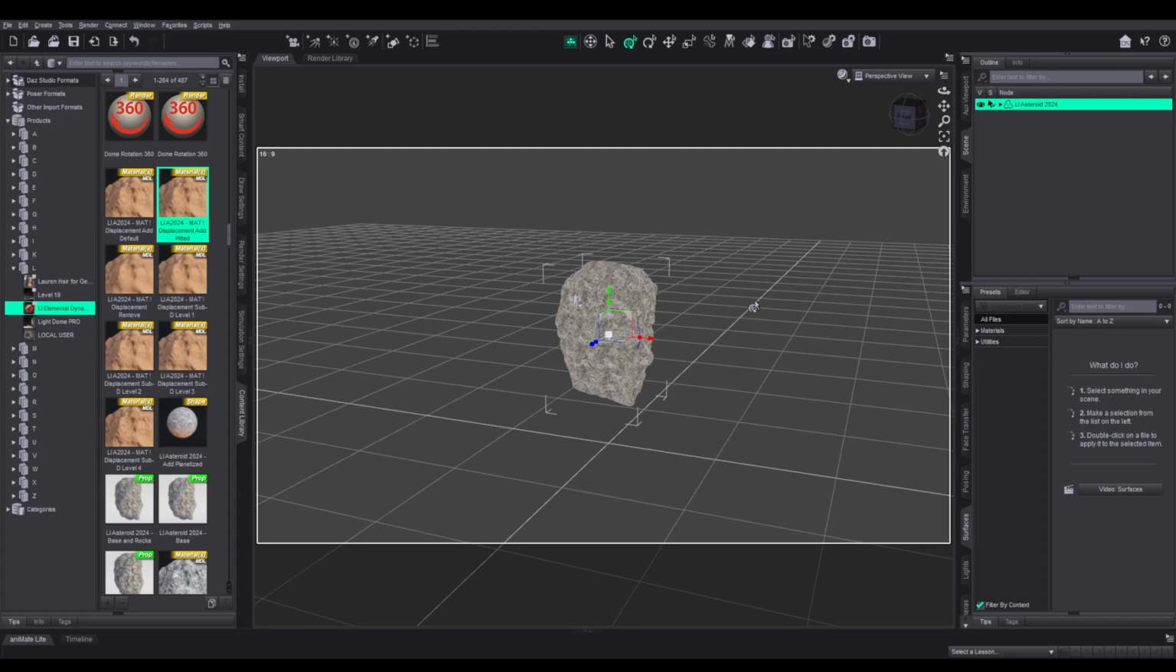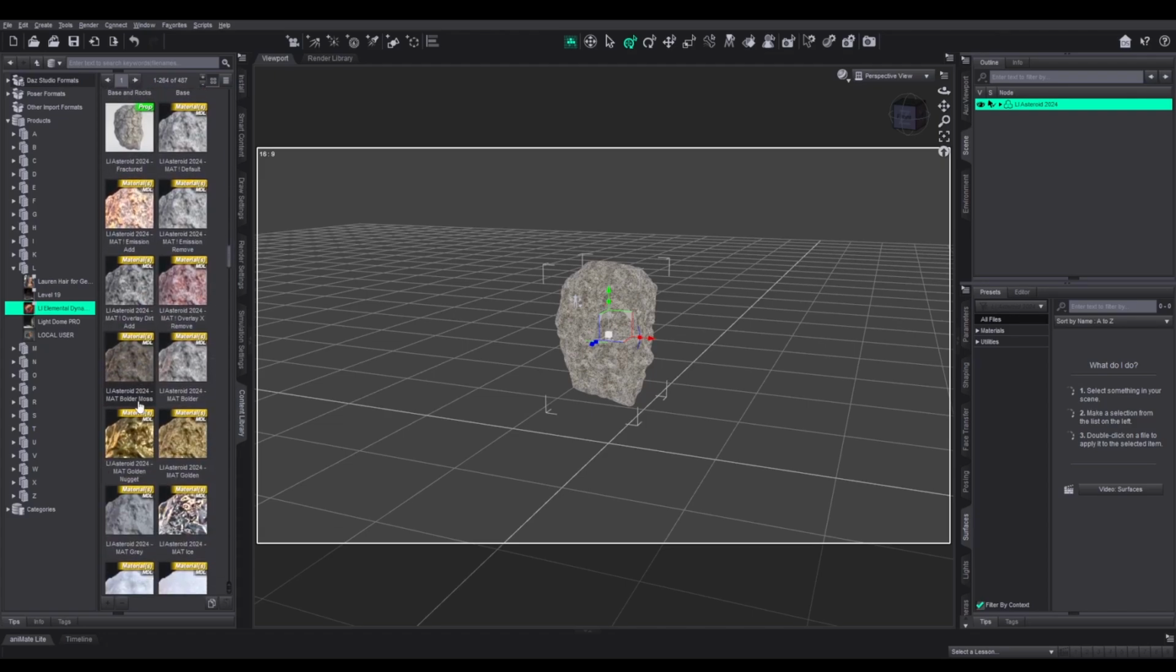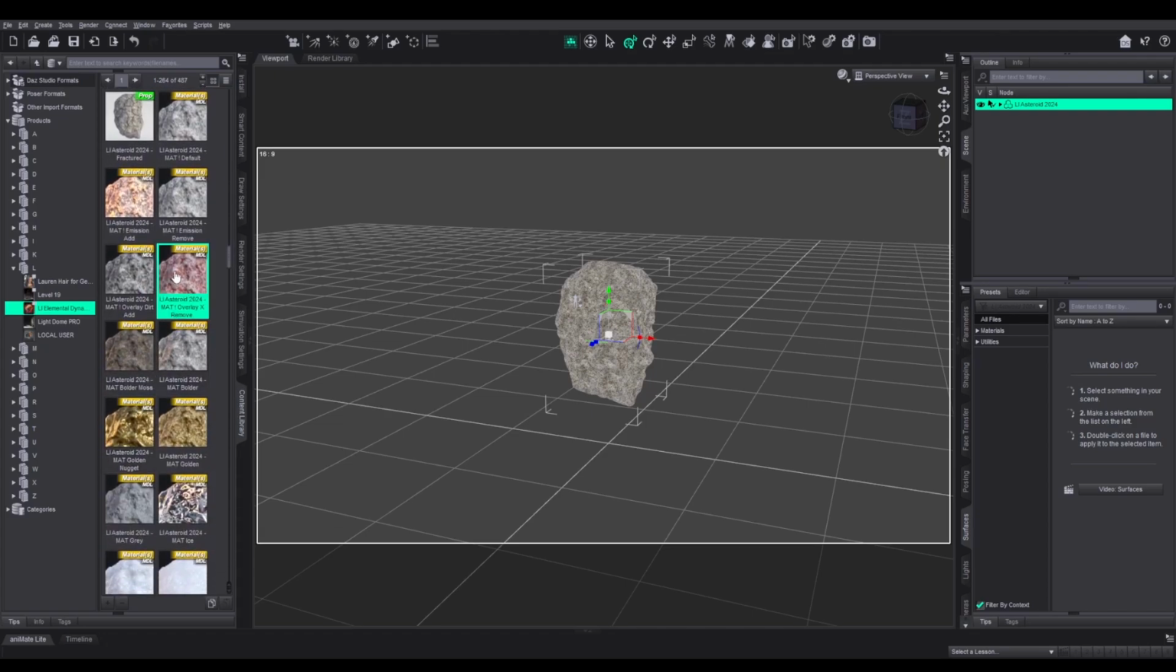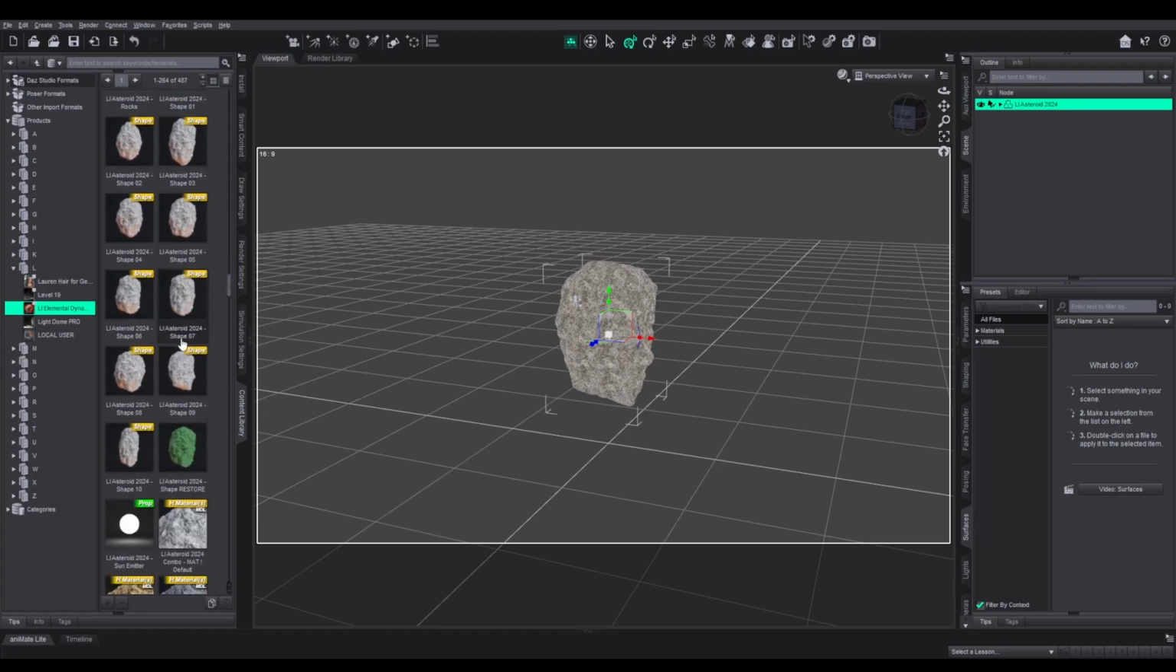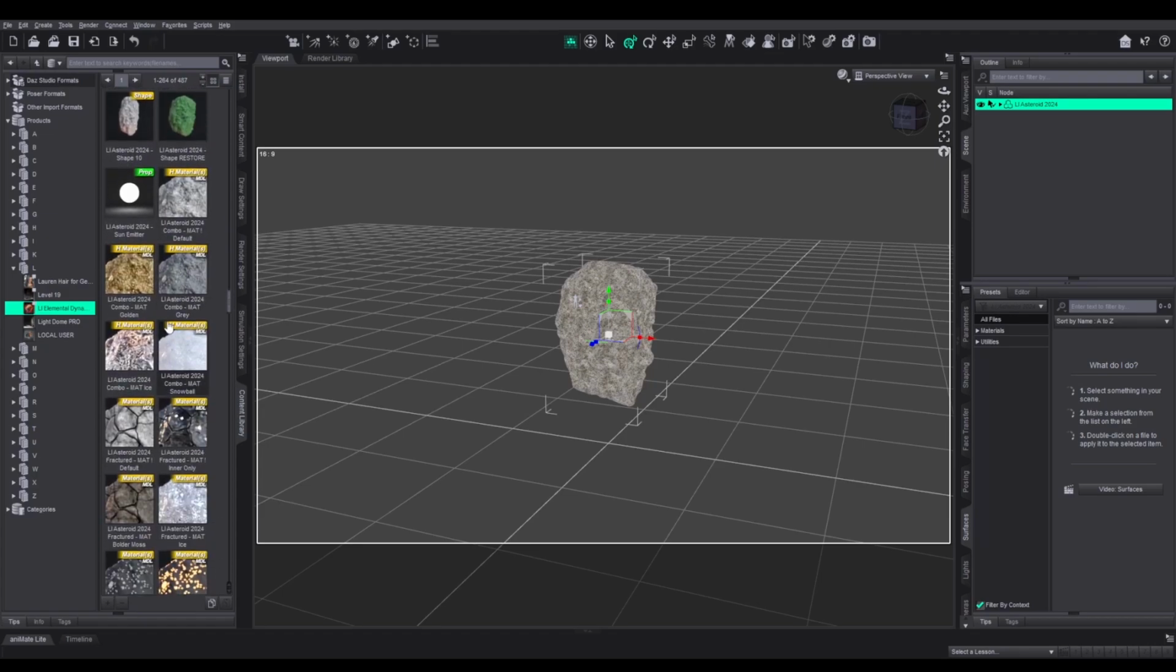So I don't know what I just did. Doesn't look like I did anything. Okay, well that did something. So why does this do something and the others don't?